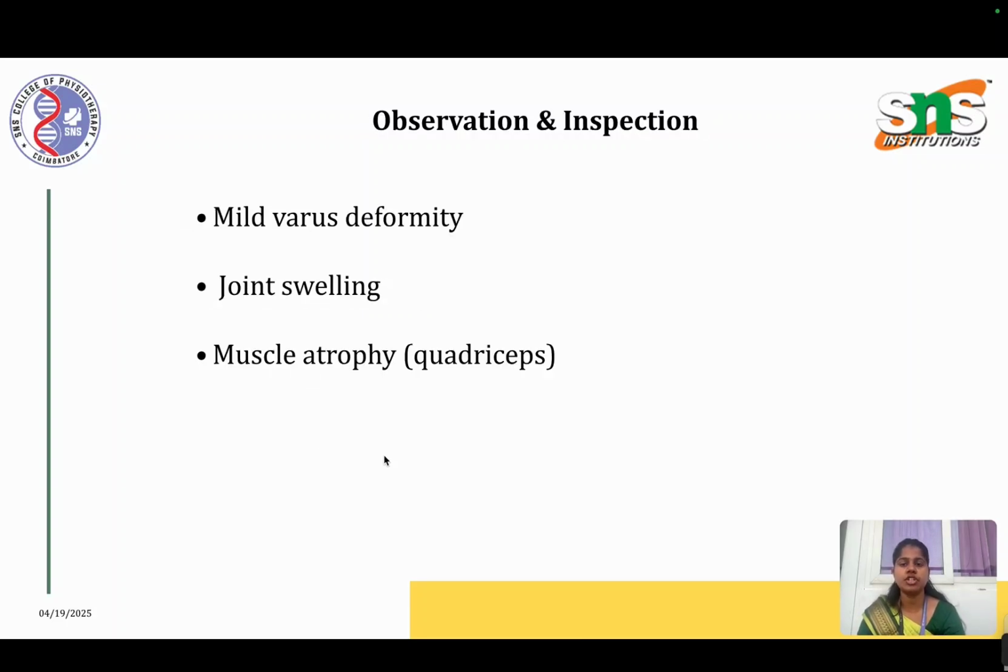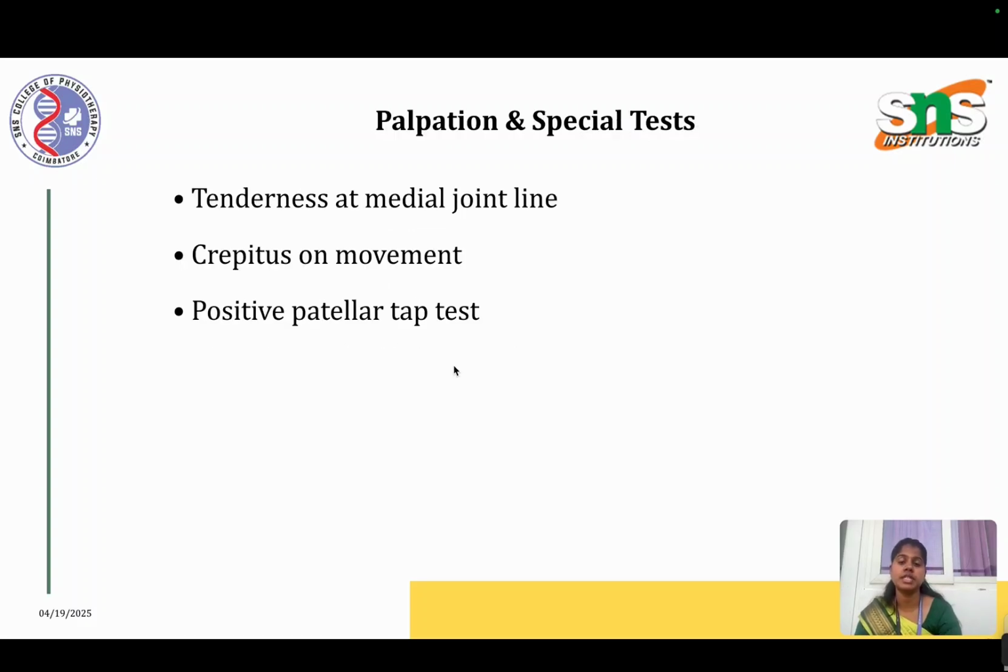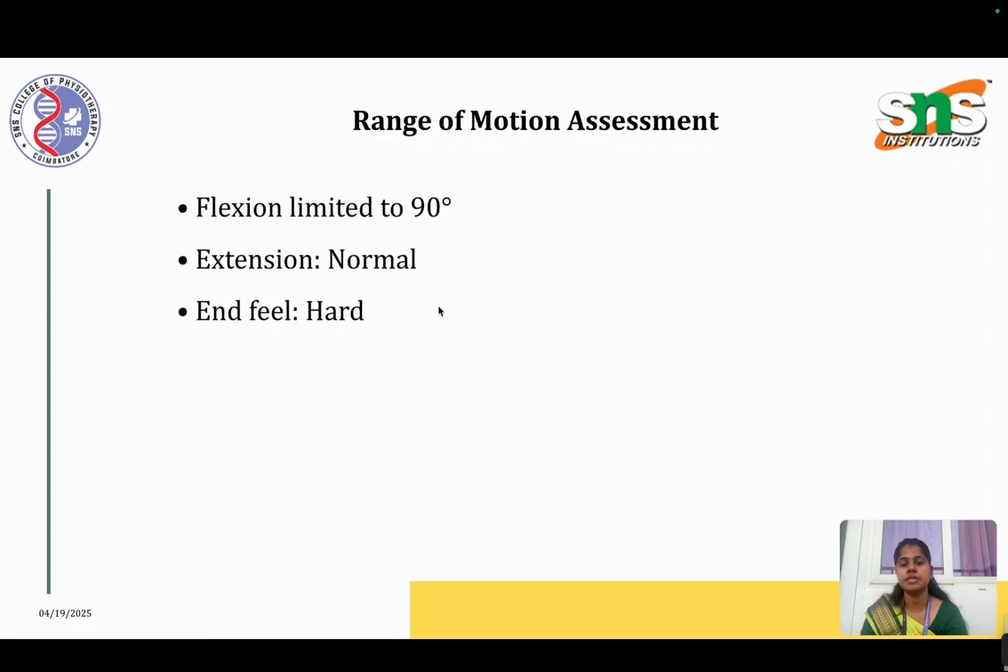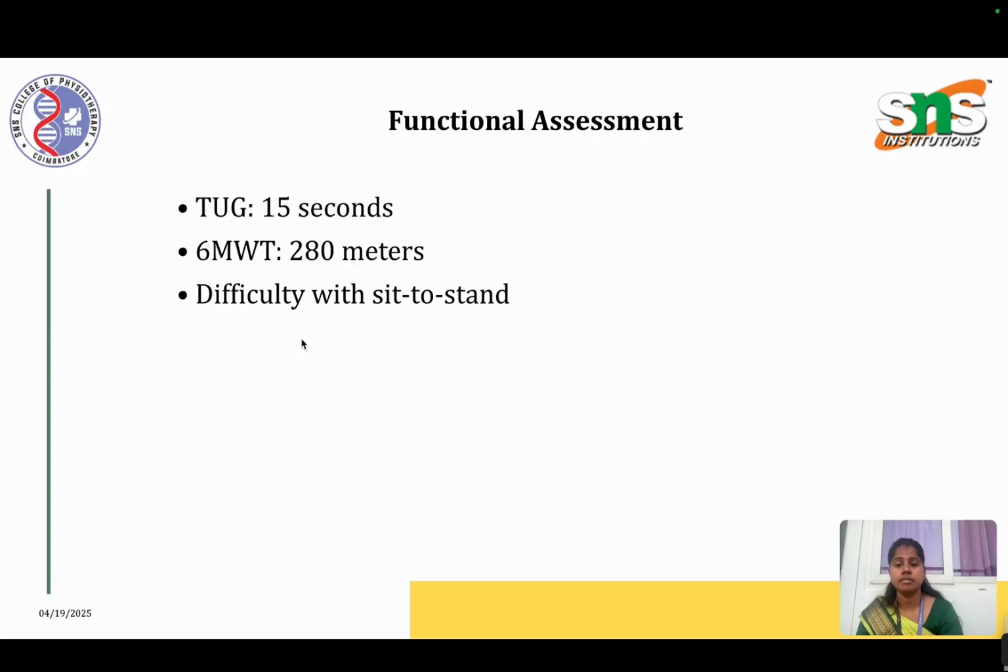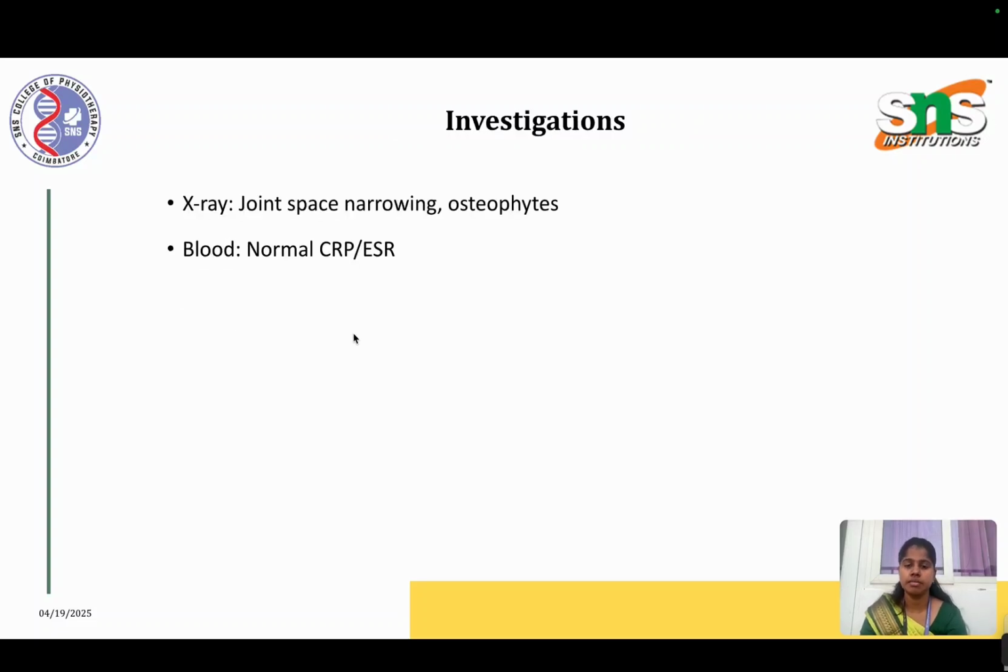On observation and inspection, there was mild varus deformity, joint swelling and muscle atrophy, especially quadriceps atrophy. During palpation, tenderness at the medial joint line was present, along with crepitus on movement and a positive patellar tap test. On range of motion, there was limited flexion to 90 degrees, extension was normal, and end feel was hard. During functional assessment, the Timed Up and Go test was about 15 seconds, and the 6-minute walk test covered about 280 meters, with difficulty in sit to stand.